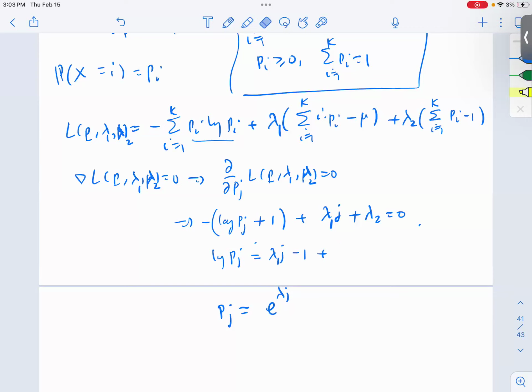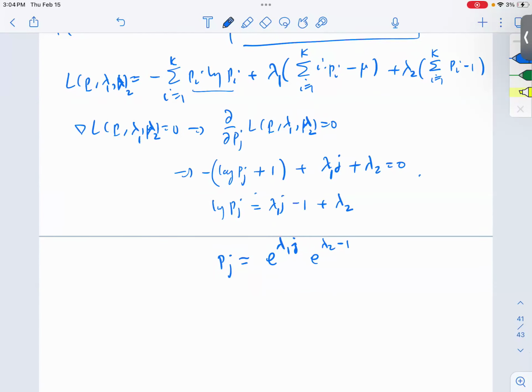Okay, 1. Yes, 1 is enough. So I get lambda 1j plus, or e to the lambda 2 minus 1, right? And the way that, so this solution should look like this. So this is some constant. So really p_j is c e^lambda_j.